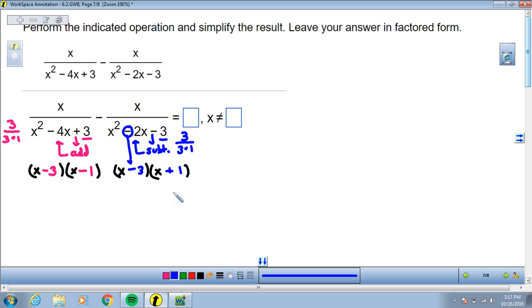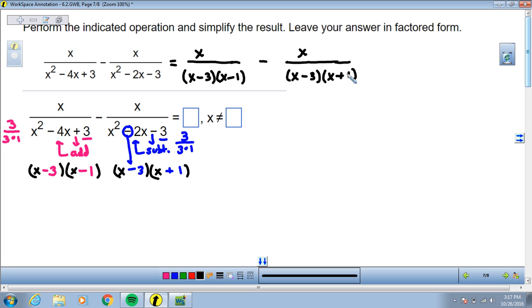Okay? So, I'm going to rewrite my fractions as usual. So we're going to have x over, then my new denominator right here is x minus 3 times x minus 1. Then minus x over, and my second denominator has x minus 3 times x plus 1. Okay? So what we need to find first is my least common denominator. List all of the factors from the first denominator, x minus 3 and x minus 1, right? Those are my factors from my first denominator.